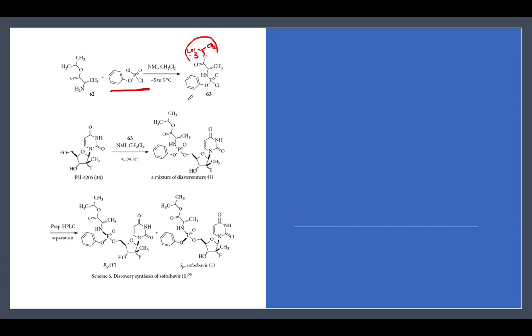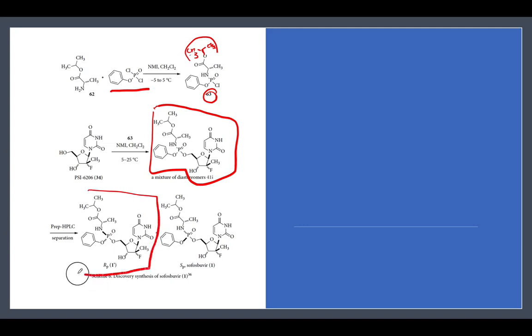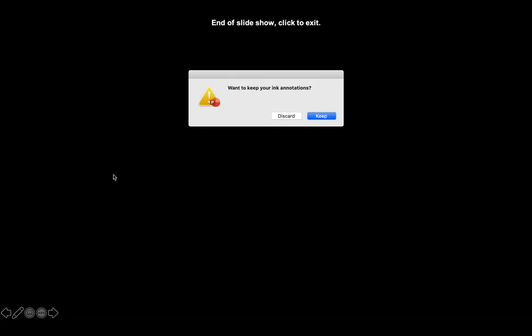Okay, so the phosphoryl chloride 63 is synthesized. Now, the phosphoryl chloride 63 is then going to be installed on the parent drug PSI-6206 using a similar strategy. N-methylimidazole is going to be used to install compound 63 on the parent drug. And at this point, you have a diastereomeric mixture. Okay. Now, prep HPLC is going to be used to resolve, to separate, those diastereomers.